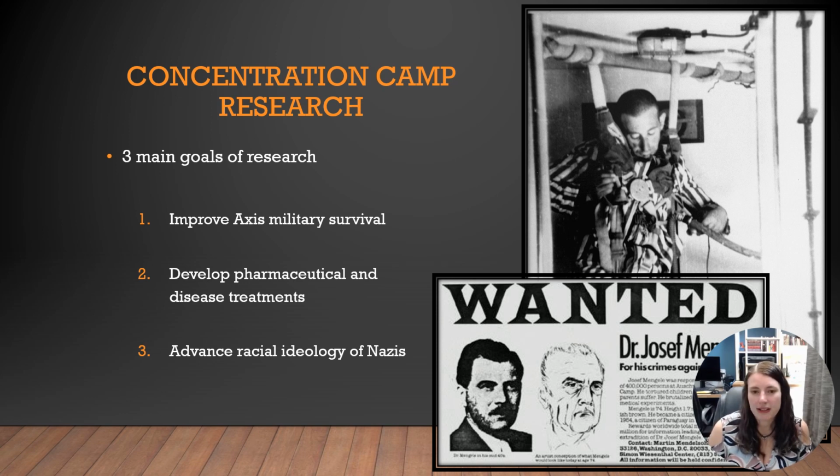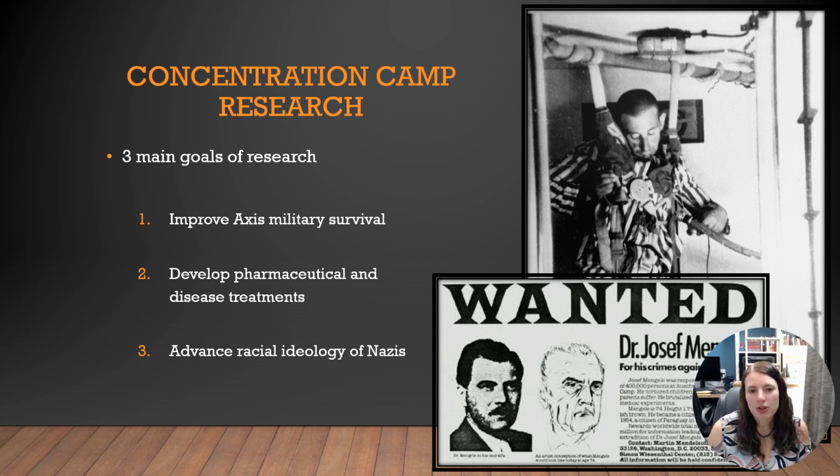All of the experiments were conducted on unwilling concentration camp prisoners, and they often ended with physical harm and potentially death for the prisoner. For example, the photograph on this slide shows the results of a high-altitude experiment. The second way experiments were used was to develop pharmaceuticals and disease treatments. Prisoners were exposed to contagious diseases like malaria, typhus, tuberculosis, etc., in order to use them as test subjects for immunization compounds. Prisoners were also subject to bone grafting experiments and mustard gas exposure for similar reasons.